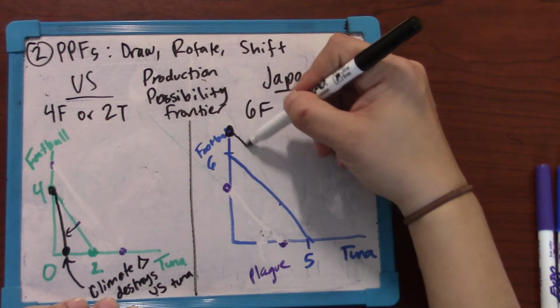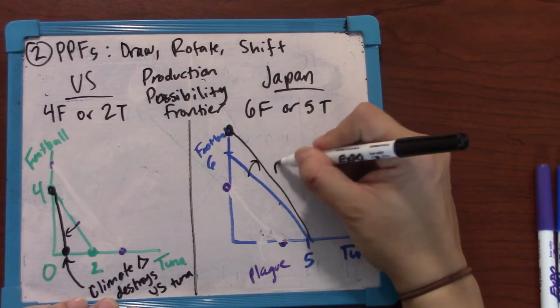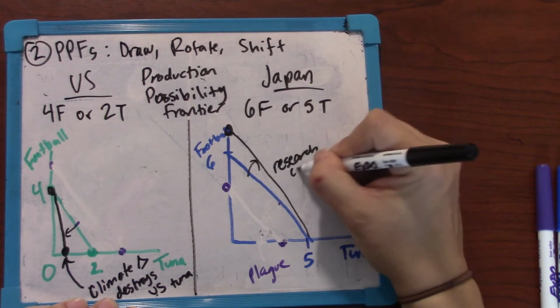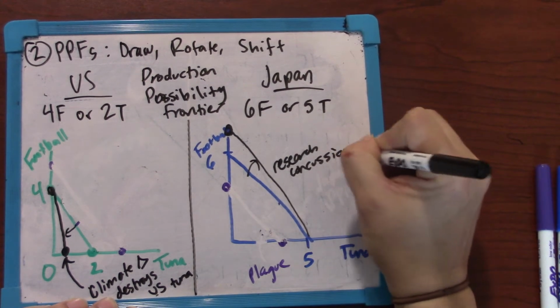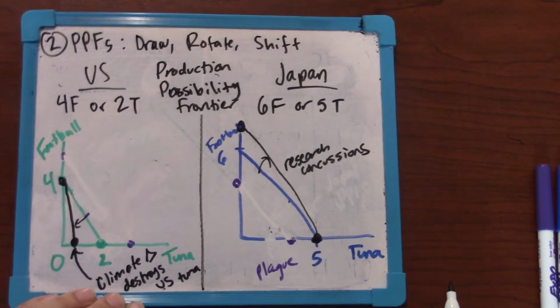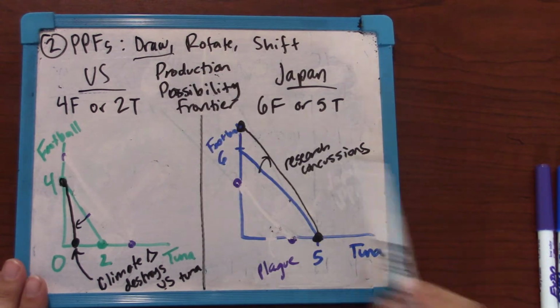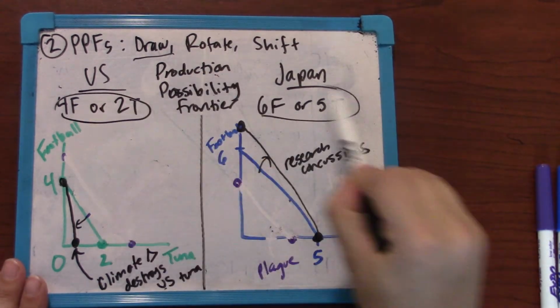Similarly, in Japan, if instead of a plague, maybe they research some anti-concussion technology, so they can now safely produce 7 football games a year instead of 6. This would be if they did research on concussions. This does not change the total amount of tuna they can produce, but it does increase the maximum amount of football. Okay, so that's drawing a PPF, relatively simple using the information you're given.